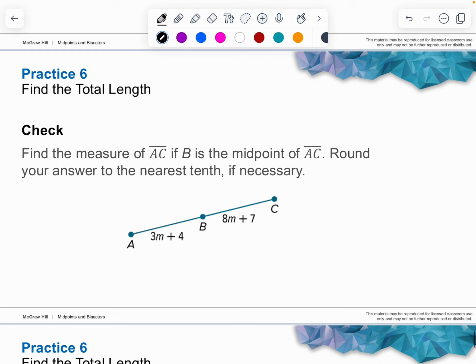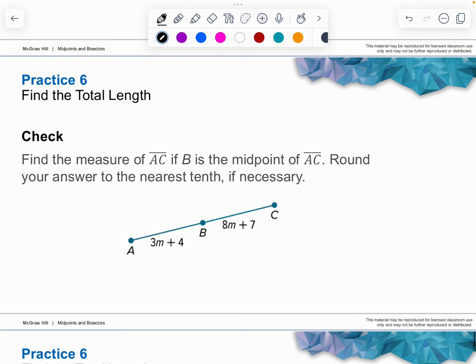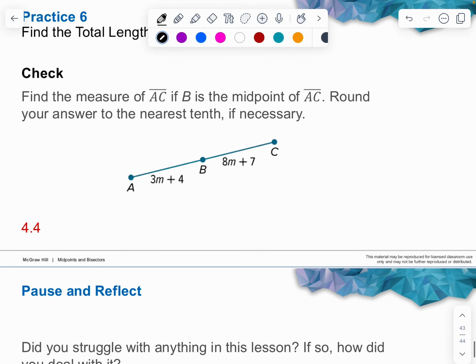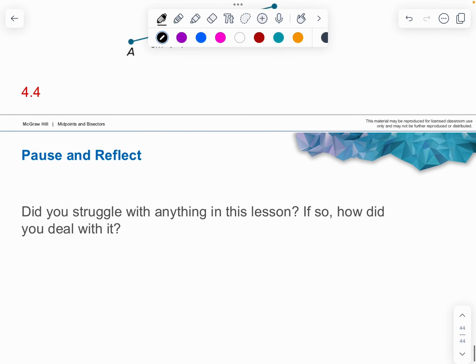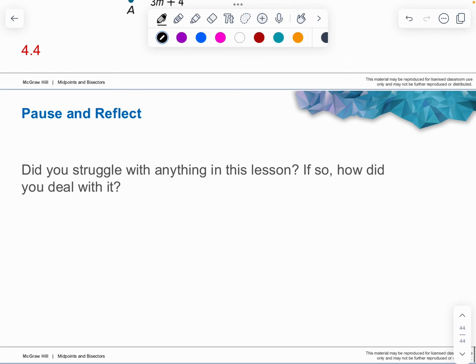Okay. So go ahead and do the same thing here. Use what you know for practice 6. Pause and come back. Okay. Solution is 4.4. And if you struggled with anything, please throw your hands up, find a classmate, talk it out. Do not keep moving on without getting an answer.